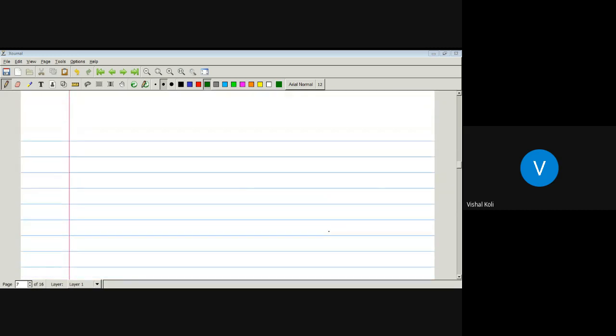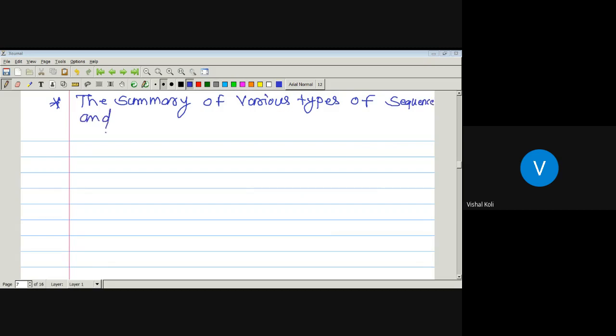Now there is one chart. Let us see the summary of various types of sequences and the corresponding generating functions.